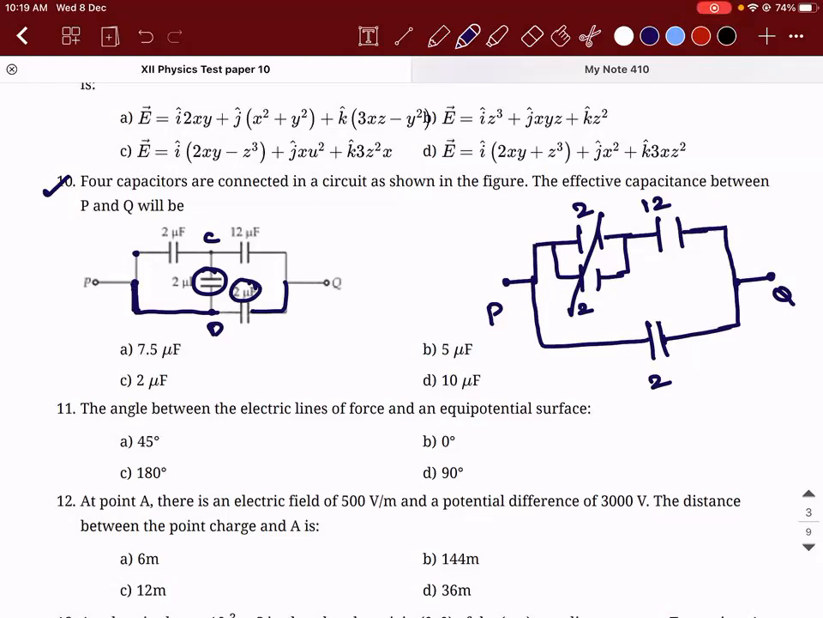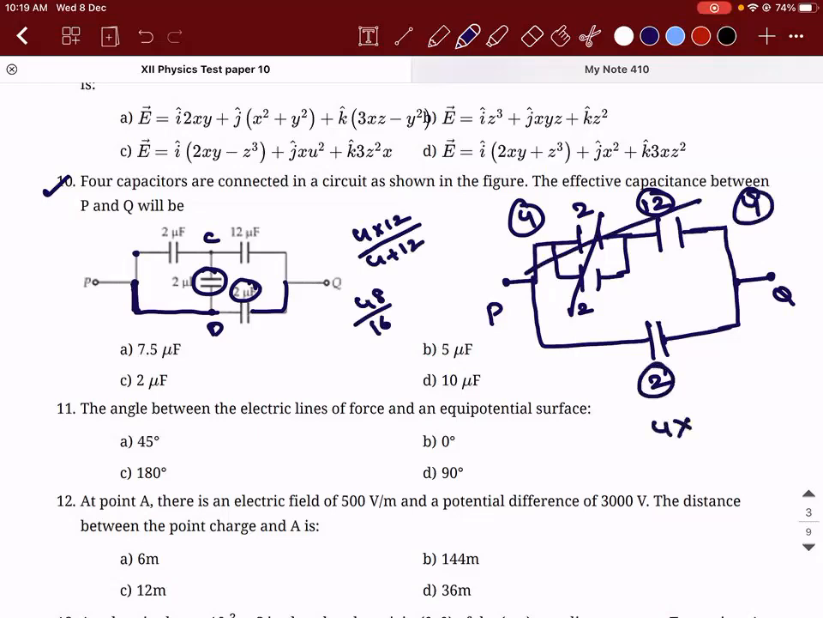4 microfarad. 4 and 12 are in series. So it becomes 4 into 12 divided by 4 plus 12. That is 48 divided by 16, which becomes 3. So this whole thing is 3. Sorry, it is not 4, it is 3, right? 3 and 2 are in parallel. So you add them to get 5.